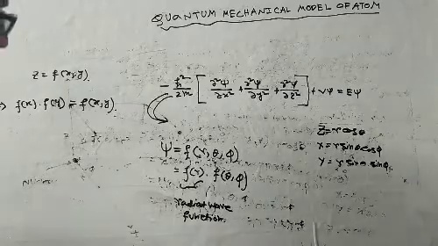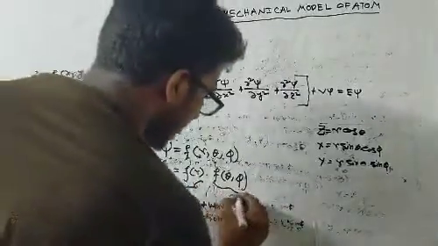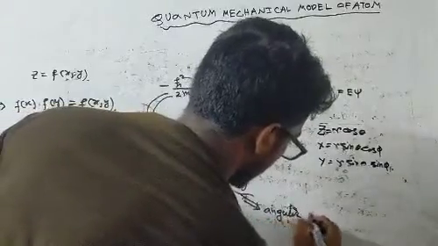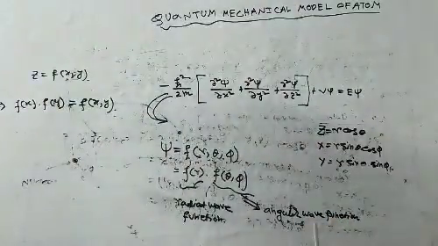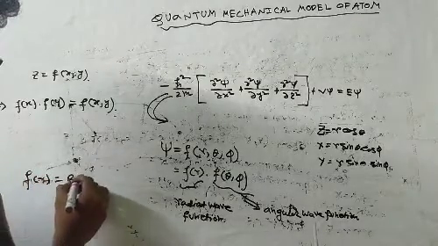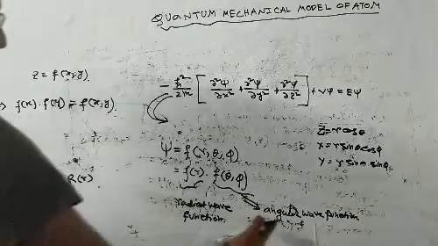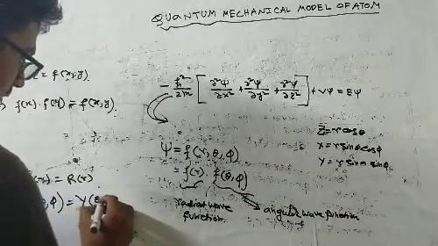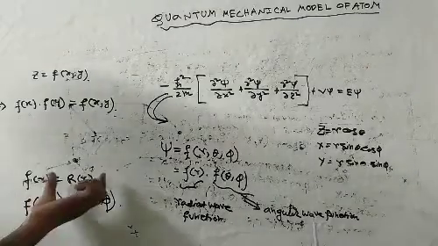Now this f of theta and phi only depends on angle. So that's why this f of theta and phi is called the angular wave function. Now in books, this f of r is written as R of r, and in case of the angular wave function, f of theta and phi is written as Y of theta and phi. So this is the bookish term.